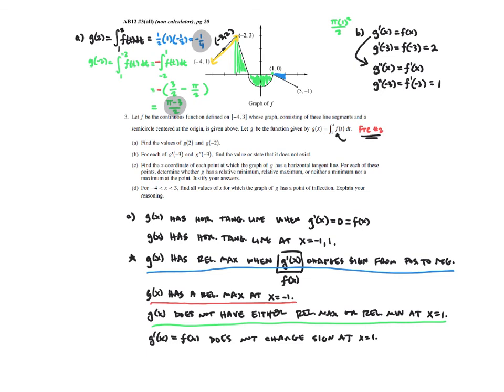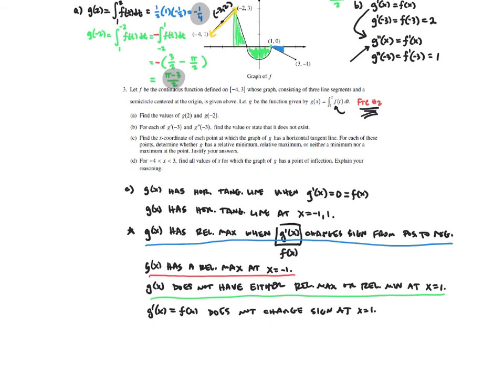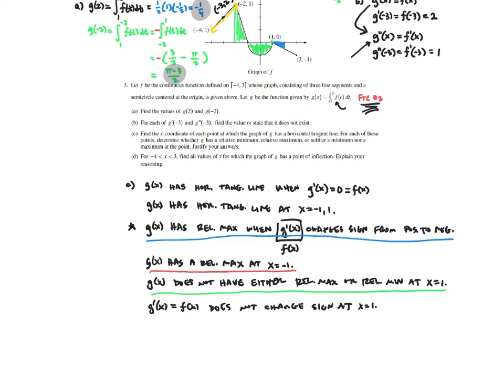Okay, let's dig into part D. Part D says find all values of x for which the graph of G has a point of inflection. So we got to go back to our FTC here again. And when we went back to our FTC, FTC part 2 that is, we could see that G double prime is equal to f prime. Okay, so I'm going to try to do this without losing my graph.